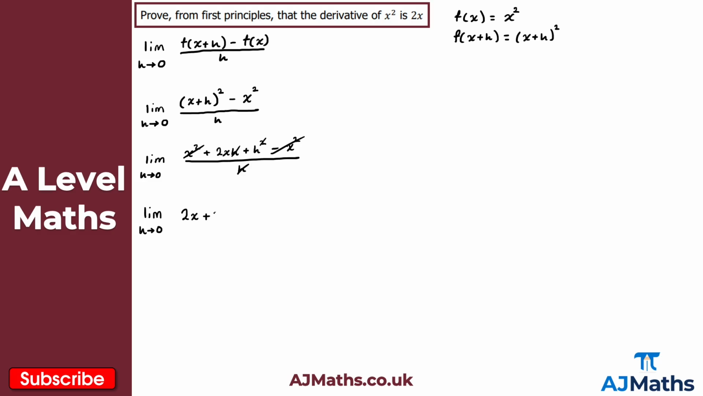So 2x plus h, in a bracket just to make it clear. Now if we take the limit, as h tends to 0, this h here will essentially just disappear. It essentially becomes 0. What we get left with then is 2x. So that's equal to 2x as required. And there we have it. That's the solution to question 1.